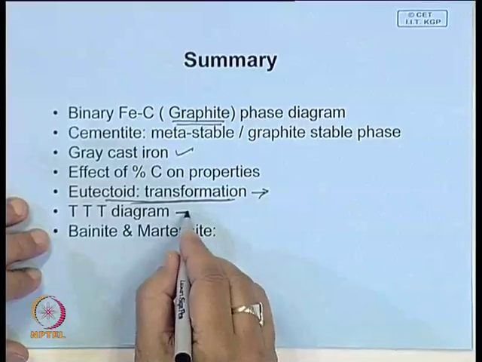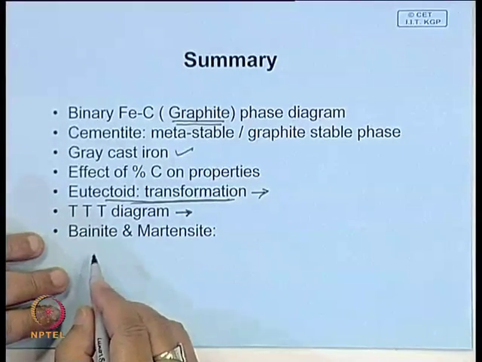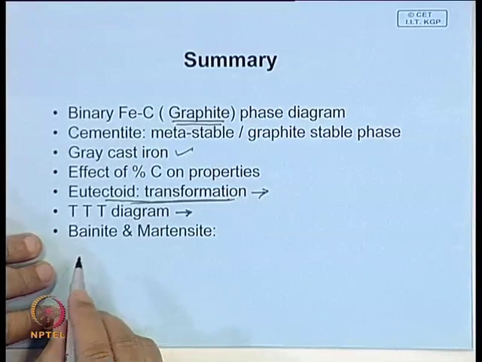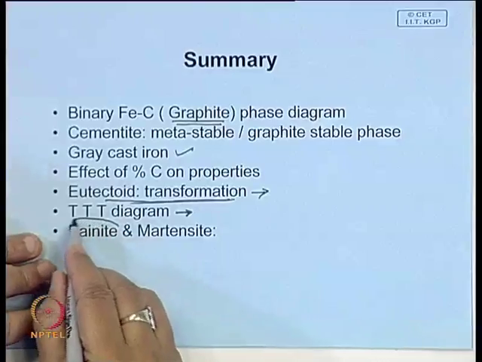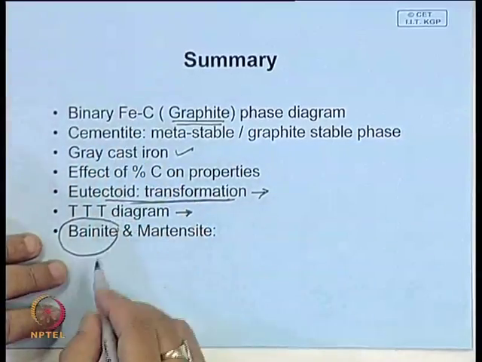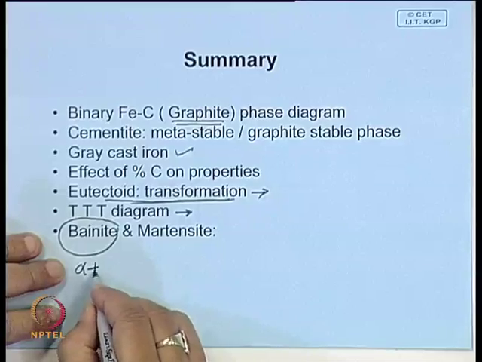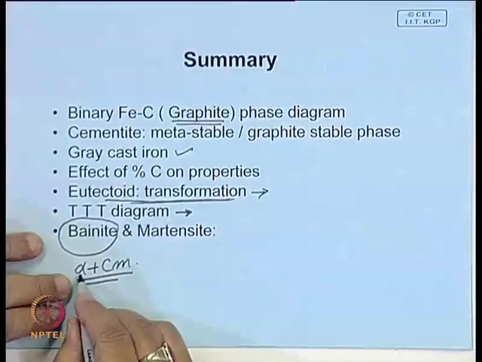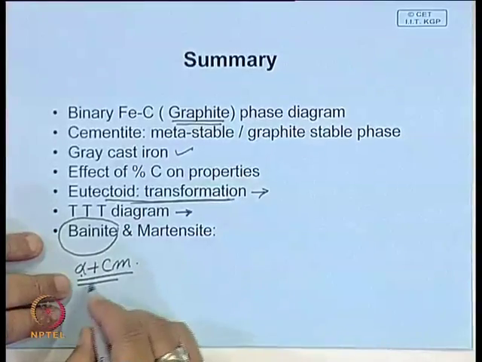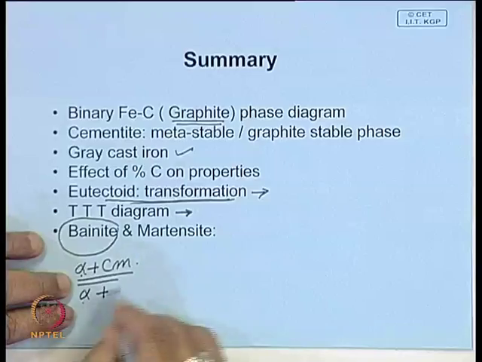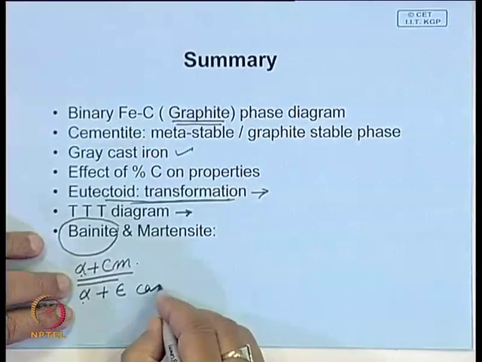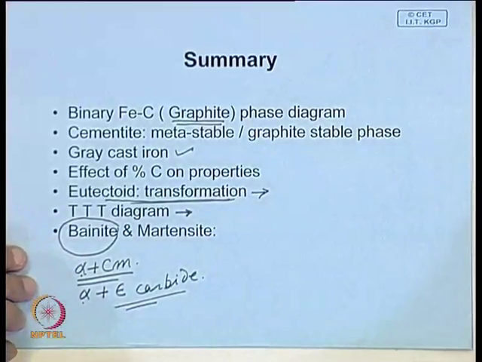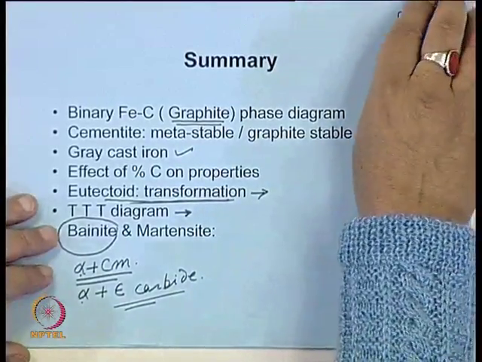We talked about the time temperature transformation diagram, and we also learnt about two different types of microstructure that you can get depending on the transformation temperature. One is bainite, which is a little different from pearlite, but it is also a mixture of either ferrite and cementite, or ferrite plus epsilon carbide, and we will get an opportunity to talk about it in detail when we take up heat treatment at a later date.